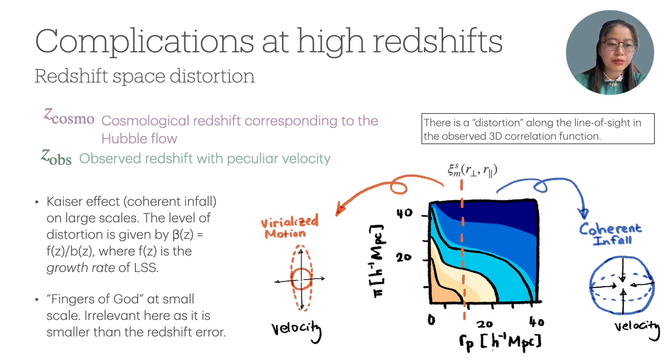and it refers to the fact that there is a coherent inflow of galaxies towards the center of a cluster, say. The level of distortion given by this effect is governed by this beta parameter, which is given by the growth rate of large-scale structure as well as the bias of the tracer. The effect is such that this 3D isotropic correlation function now becomes squashed along the line of sight.